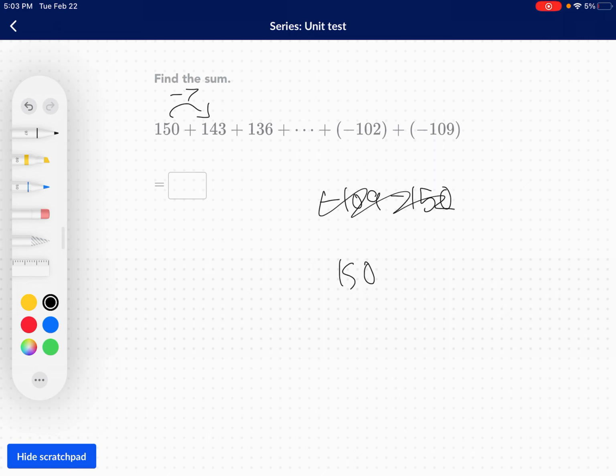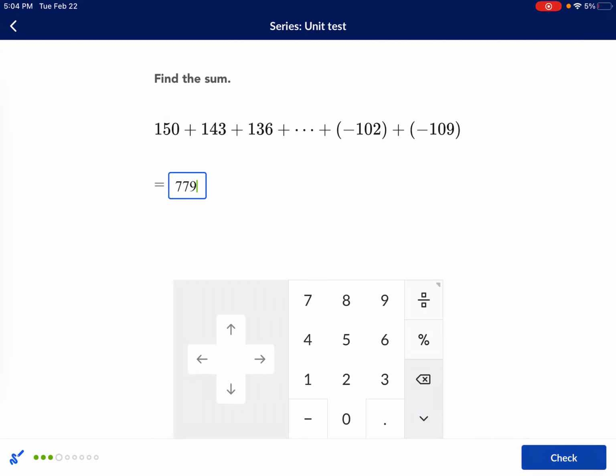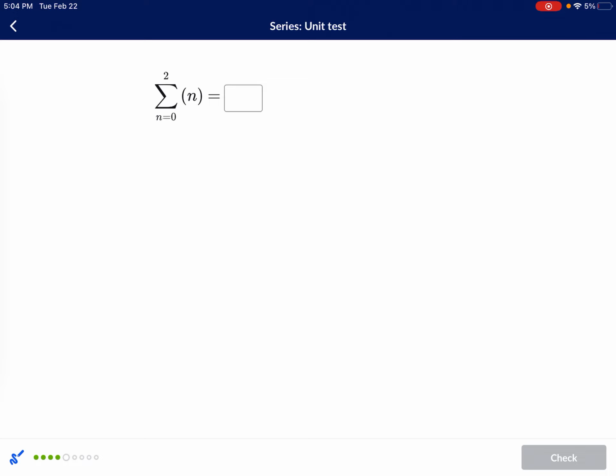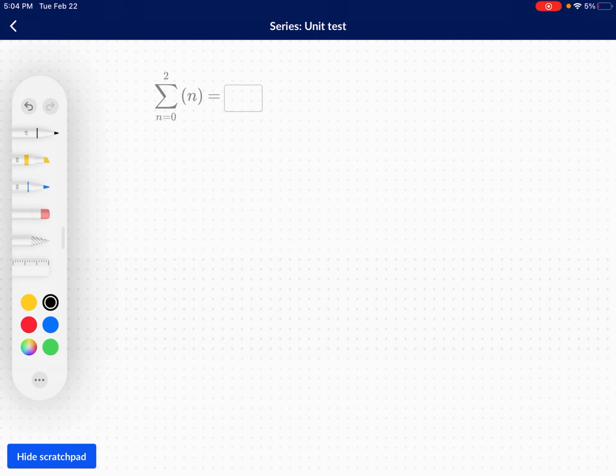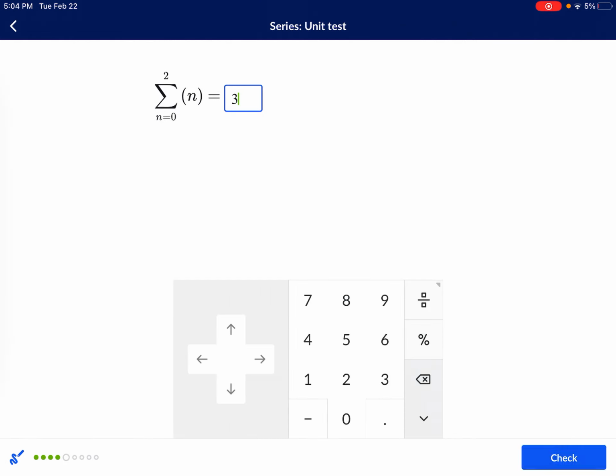Now just substitute all of this in the formula. So we have the average of the first and last term: 150 plus -109, times how many terms there are, which is 38. So we find that. 41 divided by 2 times 38 is 779. Okay, so we do n equals 0, so 0 plus, and when n equals 1, 1, and up to when n equals 2, another 2, so that's 3.